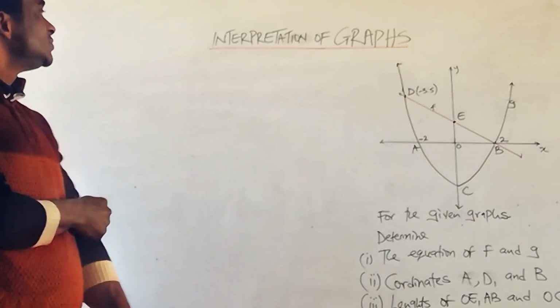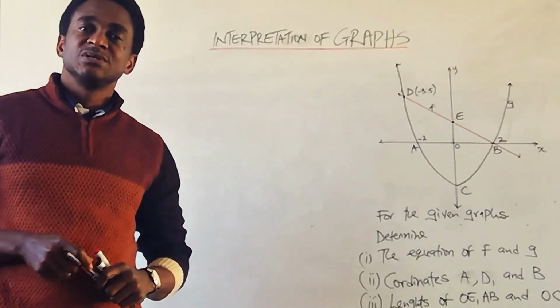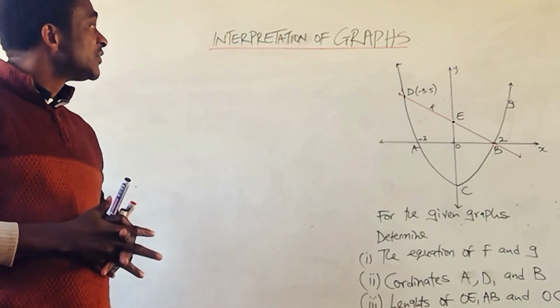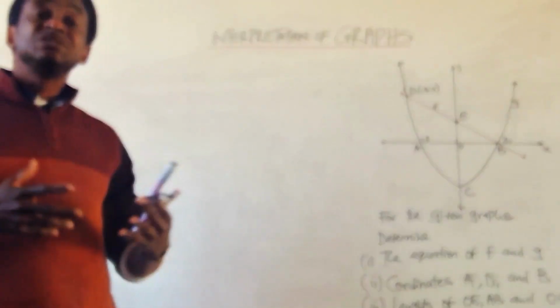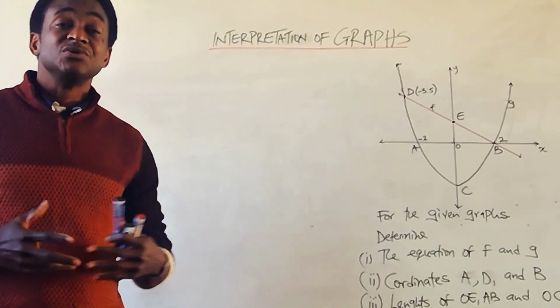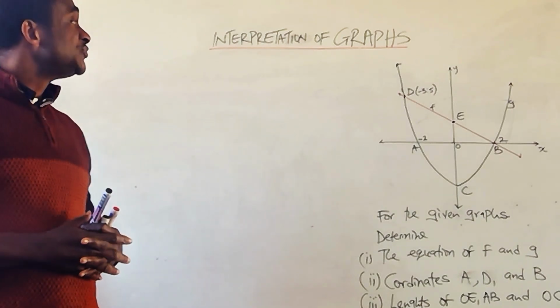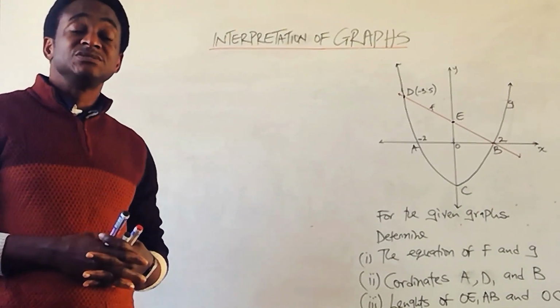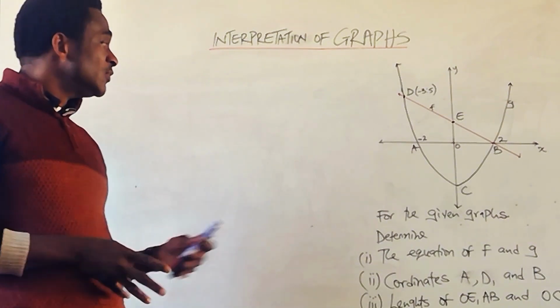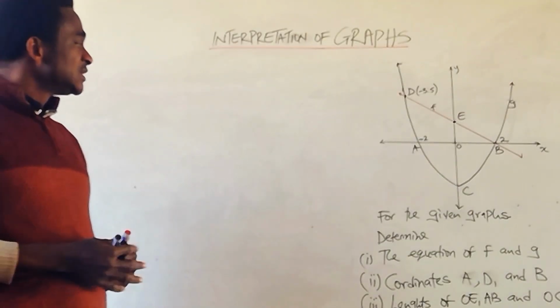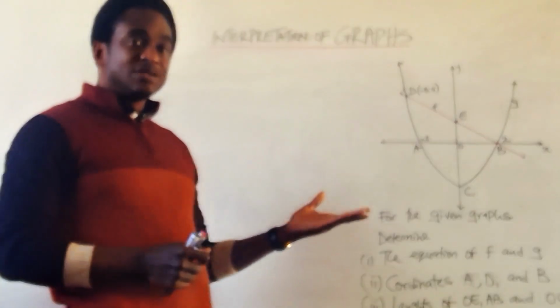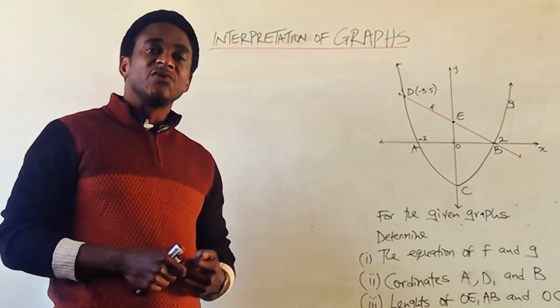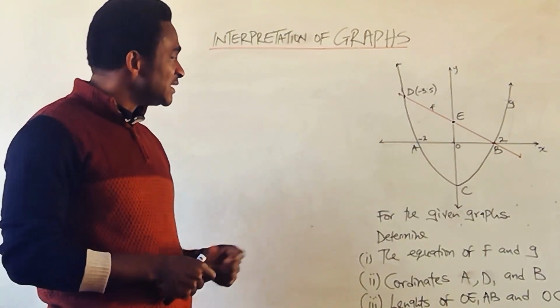For today, we are going to go through interpretation of graphs. All this while we'll be sketching graphs. Now, the question is, what if you are given a graph and you don't know the equation of the graph? How do you go about figuring out the equation of the graph? So we'll go through this given question and use the example to give further illustration and explanation of this.